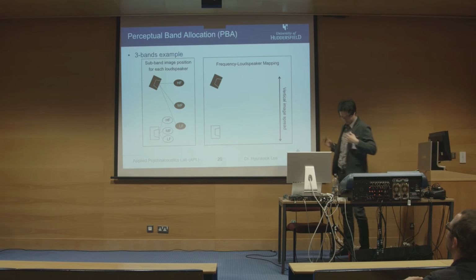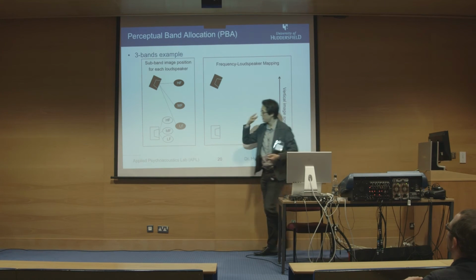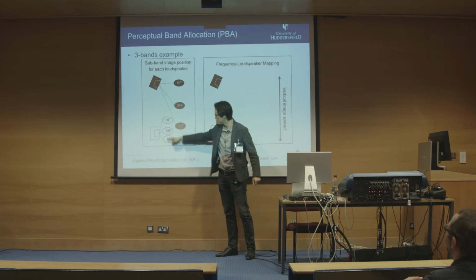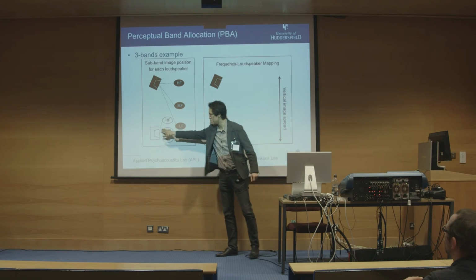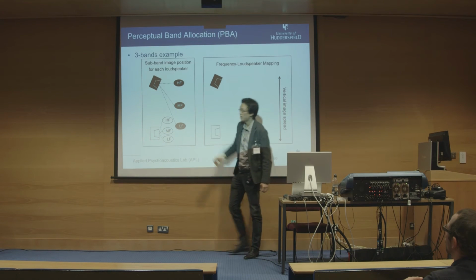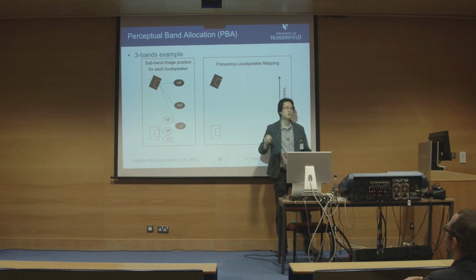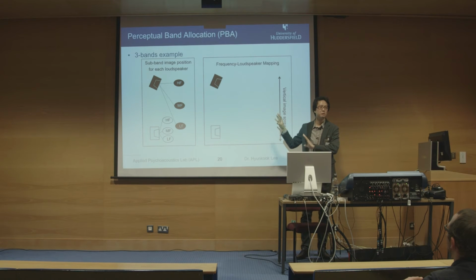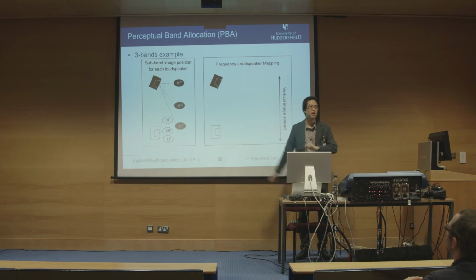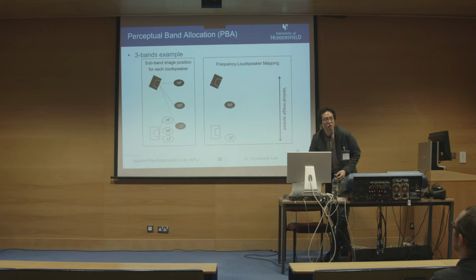So a very simple example of this PBA scheme is, let's say we have 3 bands. These 3 low, mid, and high frequency bands are reproduced from the lower speaker, and these same low, mid, and high frequency bands are reproduced from the high speakers. The perceived positions of these frequency bands will all be different. And now we can try to create different degrees of vertical image spread.